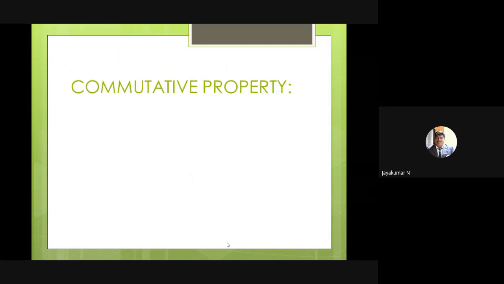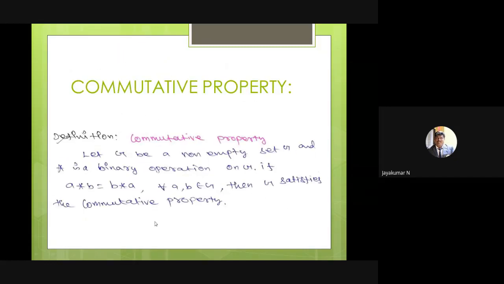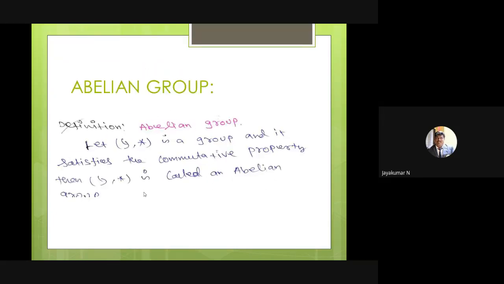The next property is the commutative property. That means if we choose any two elements A and B in G, A star B is equal to B star A, then we say that the commutative property is satisfied in that set. After that, we see the definition of abelian group. For proving an abelian group, first of all, G comma star must be a group. Then it satisfies one more condition, that is the commutative property. Then we say that G comma star is an abelian group.